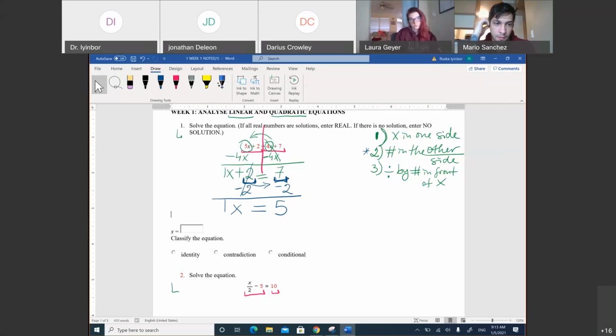x equals 5. And now I have to classify the equation. What kind of equation is that? Is it identity, contradiction, or conditional? So these are 3 different types of equations. Identity is when it's always true. Contradiction means no solution.